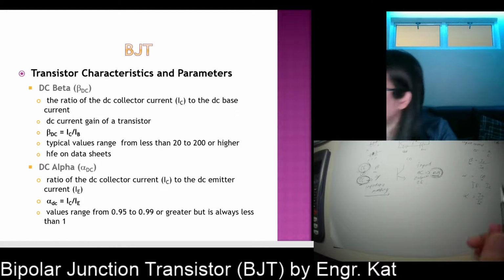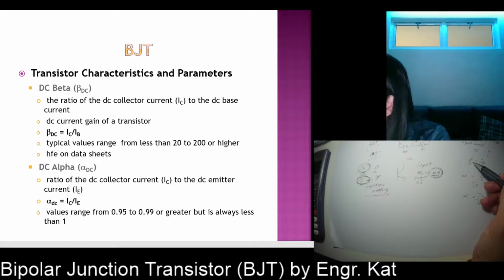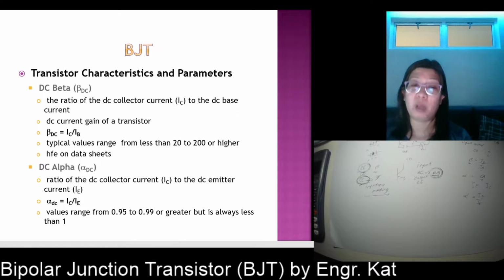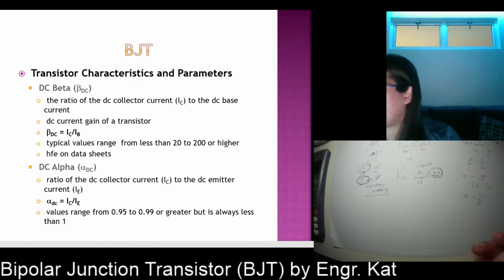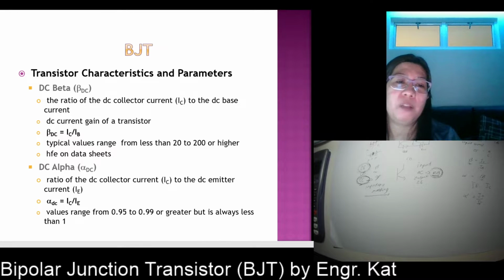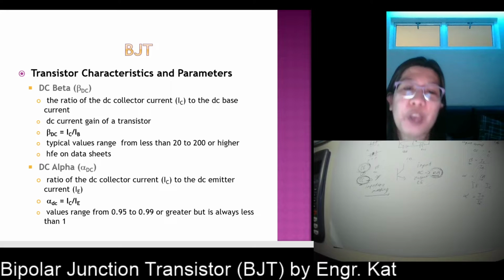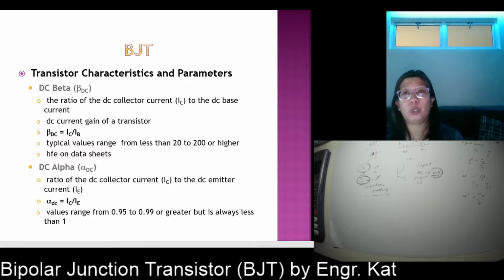Now, beta only occurs at common emitter, and alpha occurs at common base, because it is only in common emitter that your input is base and your output is the collector, and only in common base that your input is emitter and your output is the collector. So from the ratio, you can see that alpha is typically small. Okay, it is lesser than 1 because IC is always lesser than IE. So IE has the greatest current among them. So typically, alpha ranges from 0.95 to 0.99 or greater, but is always less than 1.